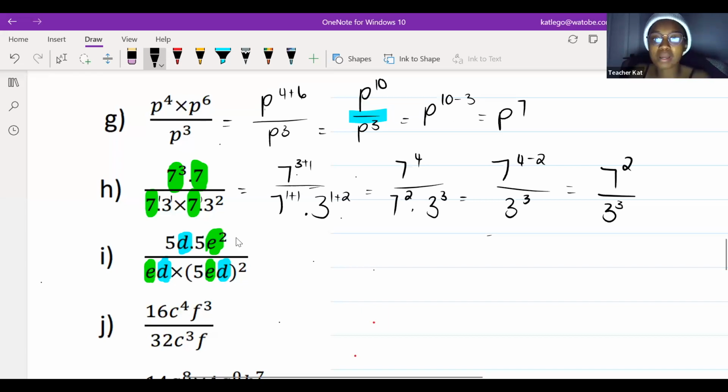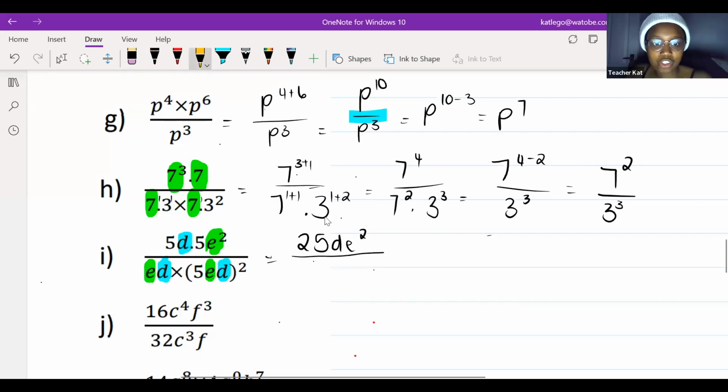We have 5D multiplied by 5E squared. Be careful, check the numbers, guys. Remember, this is normal multiplication. Can we simplify the numbers? What's 5 multiplied by 5? Yes. So then in the numerator, we can only multiply the numbers, but we can't do much about the variables. There we go. So we're going to have 25 DE squared. We're done.